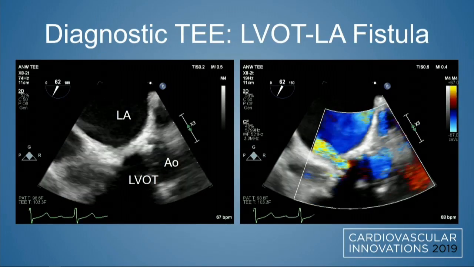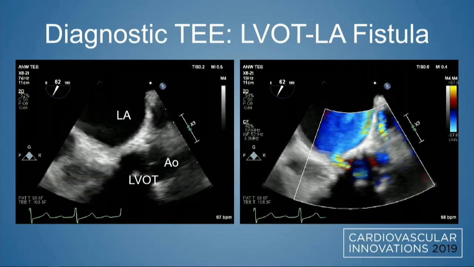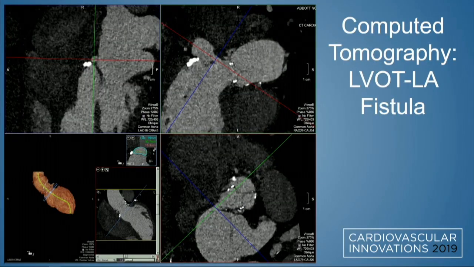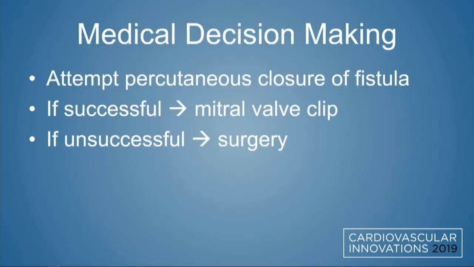The other jet that we saw in the four-chamber view turned out to be due to an LVOT to left atrial fistula, which you can see here. And this was confirmed on CT. It measured about 10 by 6 millimeters. So we felt that both lesions needed to be addressed.